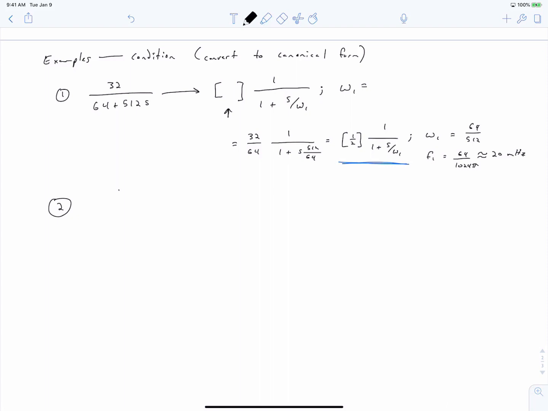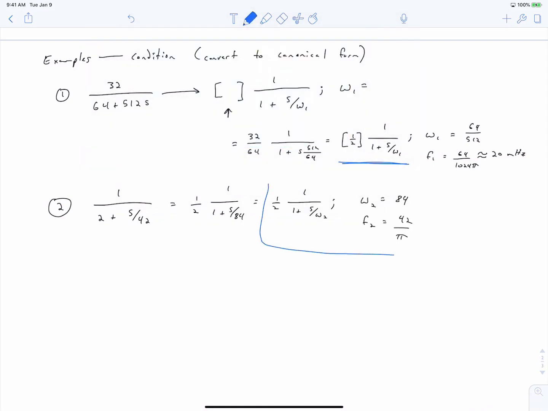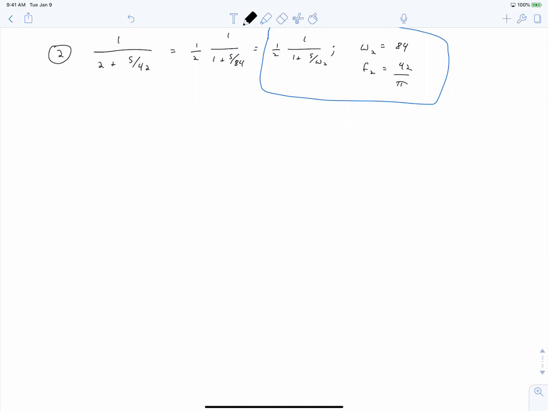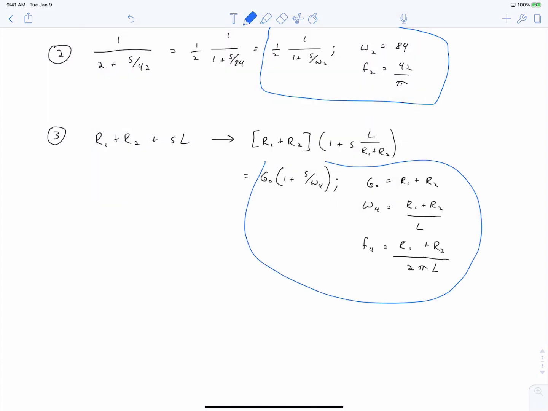Next, I want you to condition the following transfer function into the same canonical form. Press pause and press play when you are ready to resume. You should have found the following transfer function with a pole at 42 over pi hertz. Finally, I want you to calculate the canonical form of this transfer function, which corresponds to a circuit. Press pause and press play when you're ready to resume. So your result should look like this.